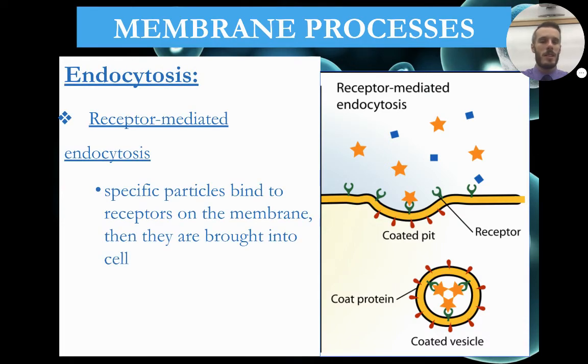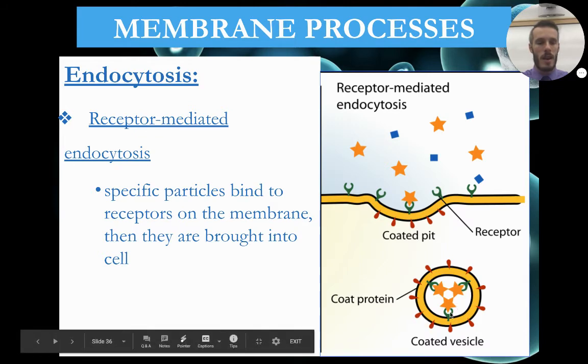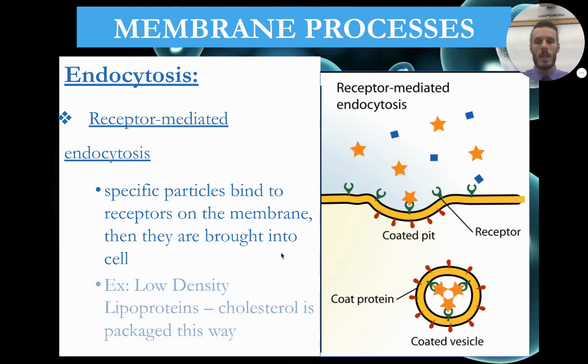Receptor-mediated endocytosis is for specific things. So there are receptors on the outside of the membrane that will bind specifically to a type of molecule. So when they do, the vesicle will then pinch off and bring those specific things into the cell again within a vesicle. Okay, so an example of this would be cholesterol being brought into the cell.